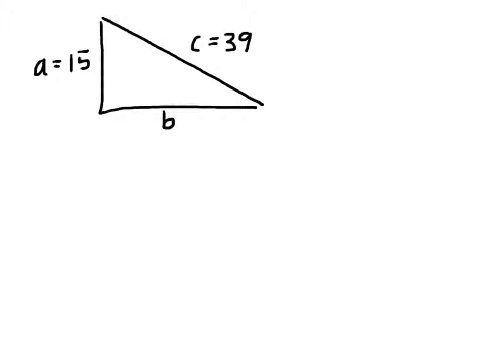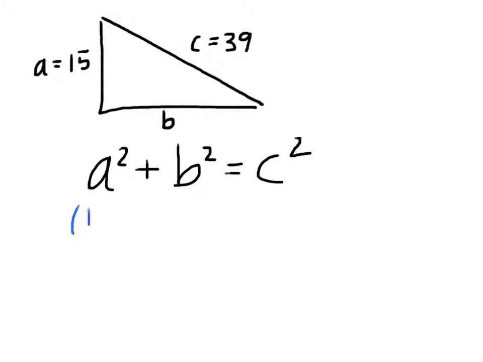Okay, so to find the missing side, which in this case is b, we need to use the Pythagorean theorem, and that is the ever-popular a squared plus b squared equals c squared. Alrighty. And so our a is 15, so that is 15 squared. And our c up there is 39, so that's 39 squared. And we are looking for b.